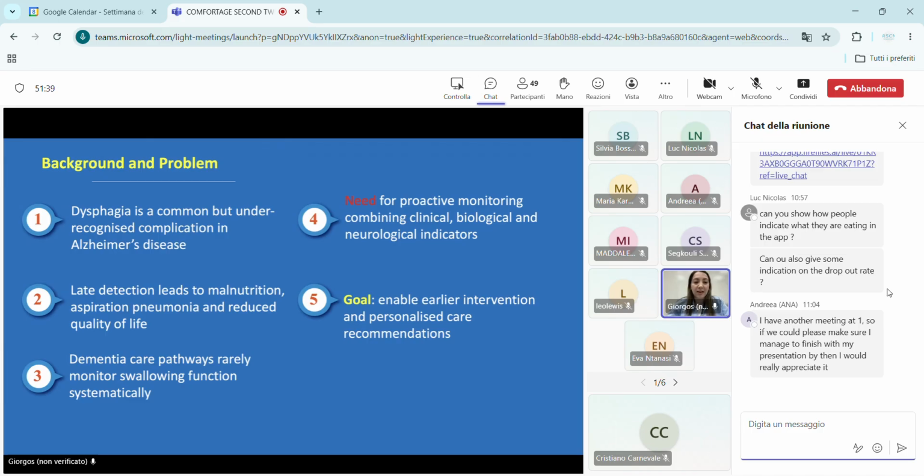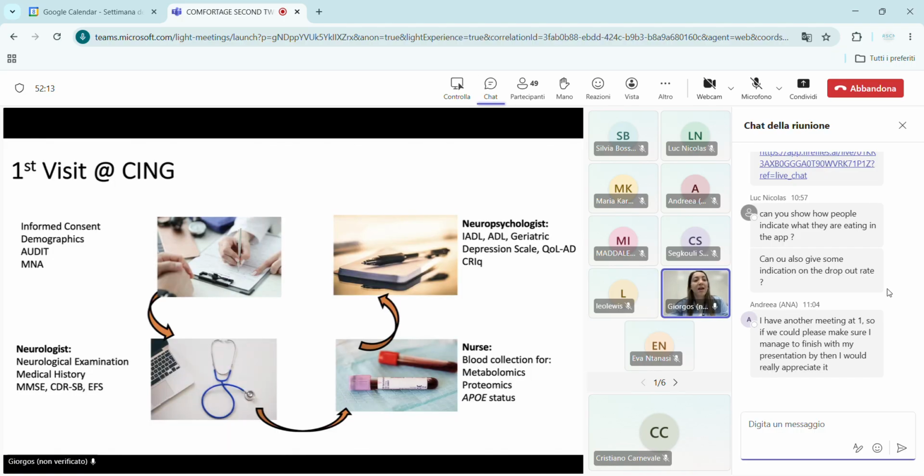Now, as I've already mentioned, we know that dysphagia is common, although it's an under-recognized complication in Alzheimer's disease. Late detection leads to malnutrition, aspiration, pneumonia, and reduced quality of life. And unfortunately, dementia care pathways rarely monitor this function systematically. So what we need to do is have proactive monitoring and combine clinical, biological, and neurological indicators. That will allow us to enable earlier intervention and personalized care recommendations.